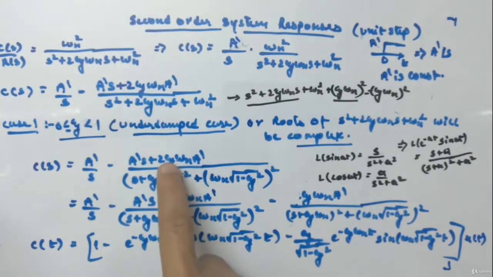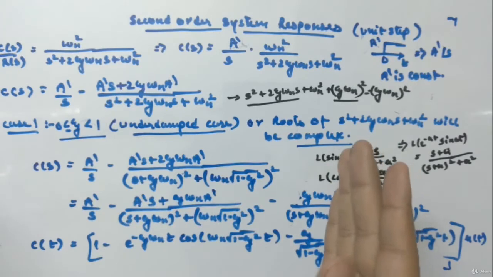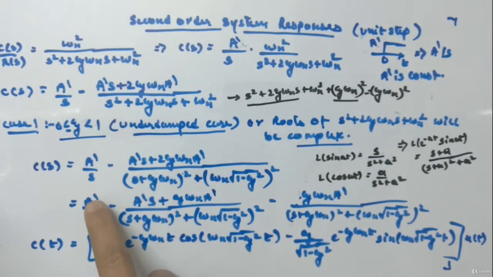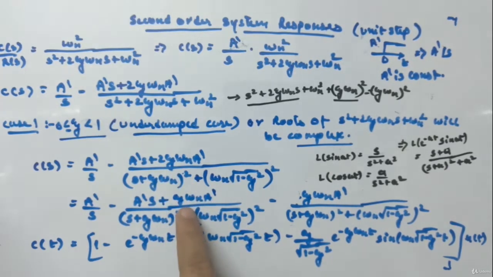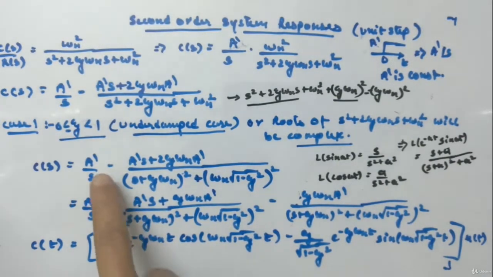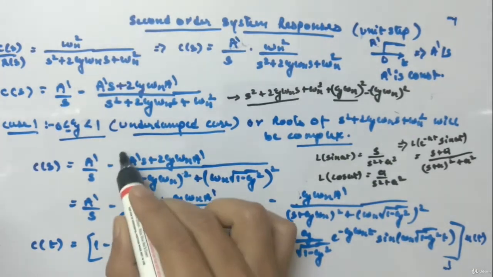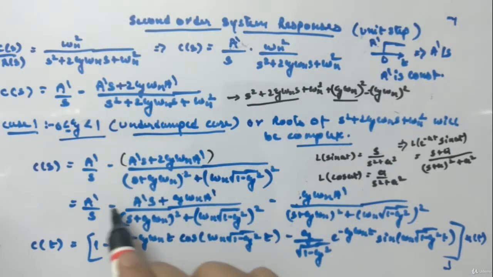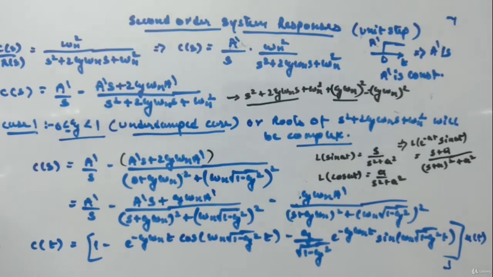Now what I'll do, I'll separate this 2 zeta omega n into 1 zeta omega n plus 1 zeta omega n. So how do I write it? A dash divided by s minus a dash, s plus zeta omega n, a dash, and 1 zeta omega n I took here and the other zeta omega n I took here. So I just separated it. The negative sign was applied to both of them. Okay, so I separated. The rest of the denominator is as it is.